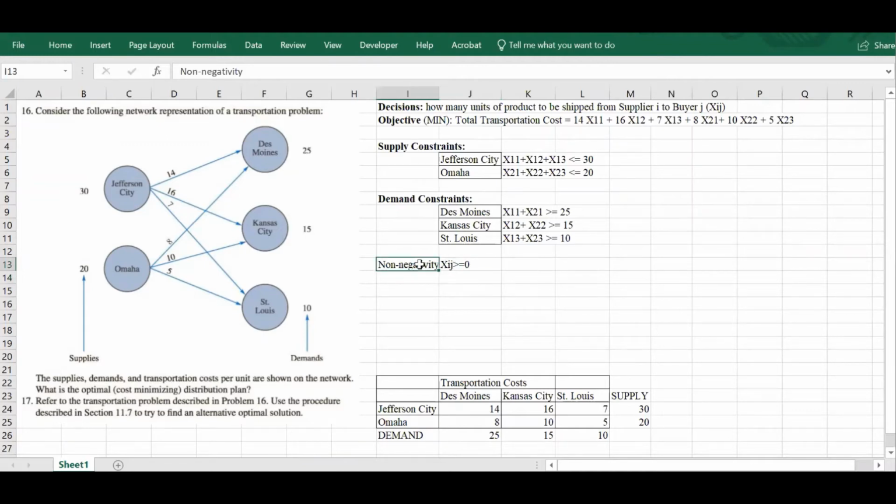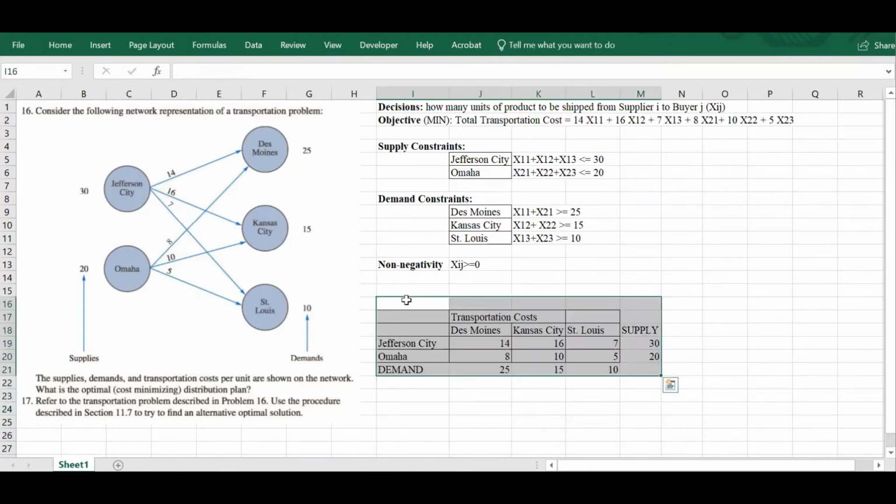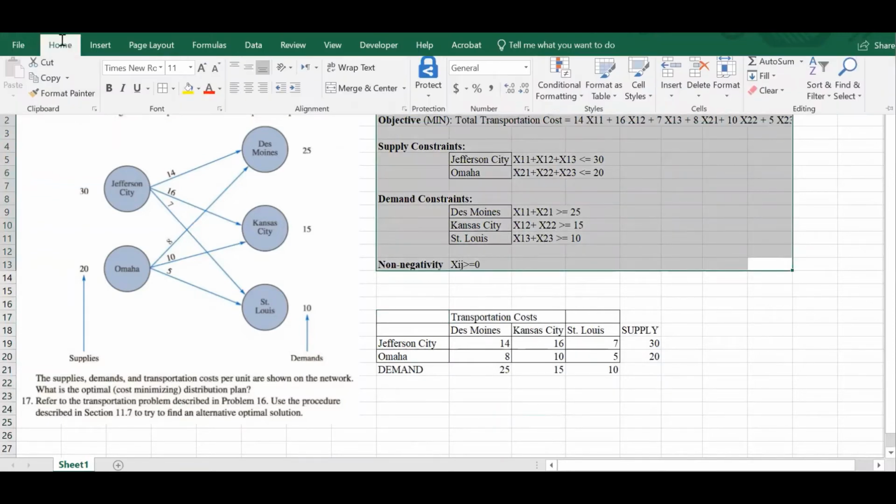The amount that you ship from an origin, from a supplier to a buyer cannot be negative by definition. All right. So I think we have the formulation. The formulation is ready. So I already typed these parameters that we're going to need for solving this problem. So that is just our formulation.